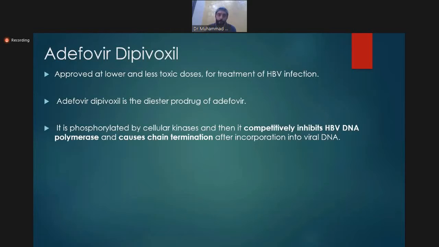Now moving on to the oral drugs, we have Adefovir dipivoxil. This is approved at lower and less toxic doses for the treatment of hepatitis B virus infection. It is a diacid prodrug of Adefovir, and it is phosphorylated by cellular kinases. And then it competitively inhibits the DNA polymerase of hepatitis B, and it causes chain termination. So basically, it inhibits the hepatitis B virus DNA polymerase.